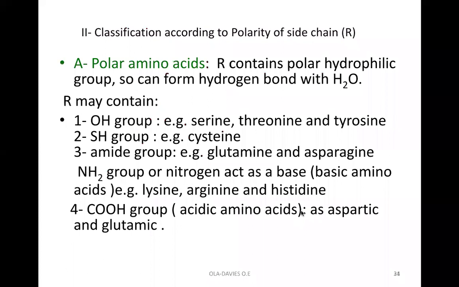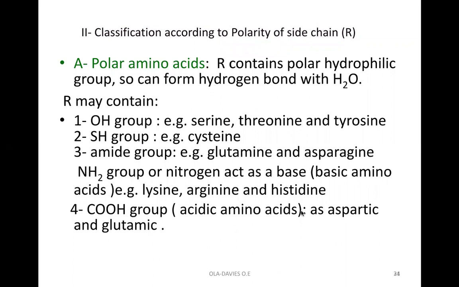So if we want to classify, we said classification based on chemical classification. The next form of classification is classification based on polarity of the side chain. Don't forget, in our earlier class, we said that amino acid has 4 basic units: the R group, the hydrogen group, the carboxyl group, and the amino group. Now when it is being classified based on polarity of the side chain, which is the R, you can have polar amino acid, you can have non-polar amino acid.